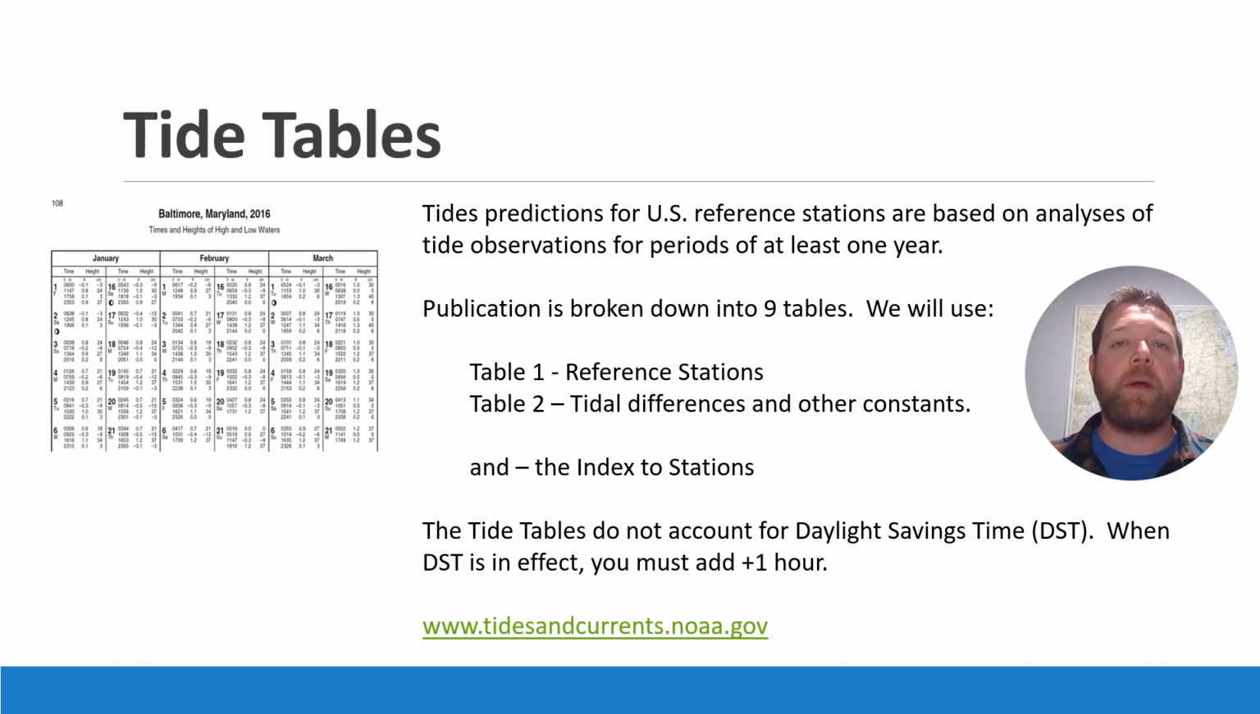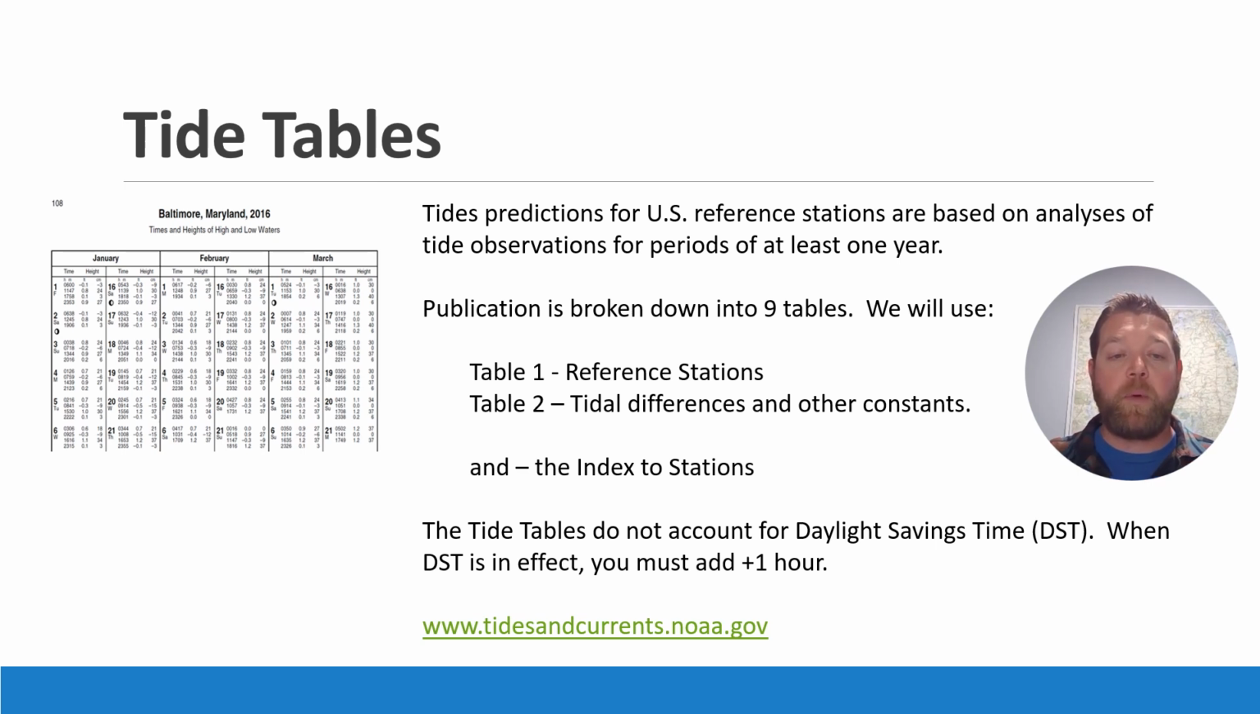And this is where we generally start: we go to the index, we find a location, it gives us a reference number. We take that reference number to table two, we find whatever differences we need to apply, we take them, and then we go to table one and we apply those differences to the primary station.